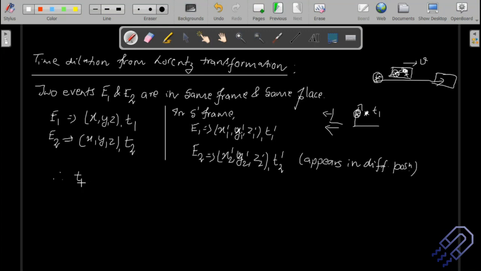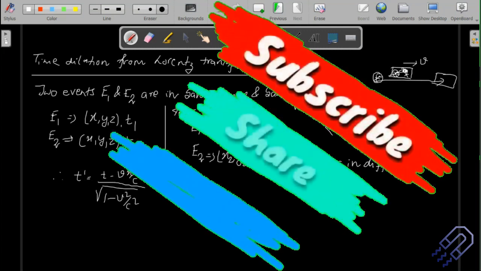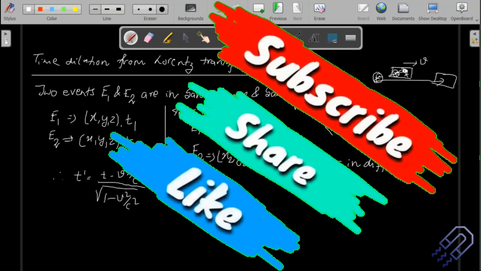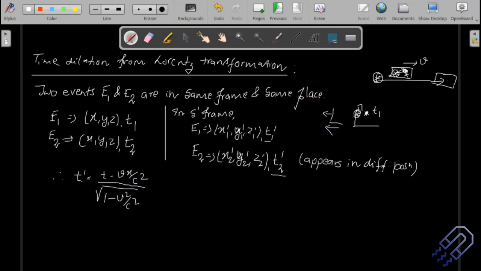What was our relation? Our relation was t prime is equal to t minus vx divided by c square, divided by root over of 1 minus v square by c square. You can write down gamma. But there are two times here, one is t1 prime and t2 prime. So let me just find out what is t1 prime. So t1 prime is equal to t1 minus vx by c square.